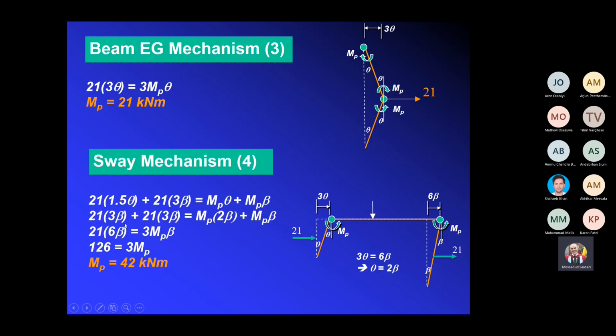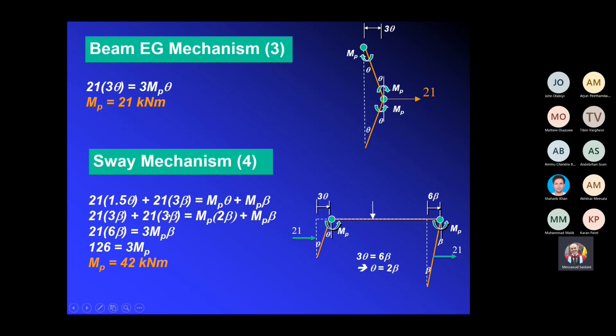Now we can write the external work. We have 21 times the displacement. Please be careful here. It's always the displacement at the level where the load is applied, not at the other one. This is actually 21 times the corresponding displacement at the load level. So basically, it's half of 3 theta, because this displacement here is half of 3 theta. And similarly, for this load, it's 21 times this displacement, which is half of 6 beta.